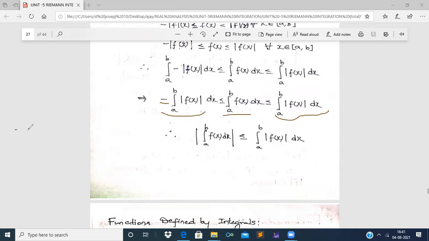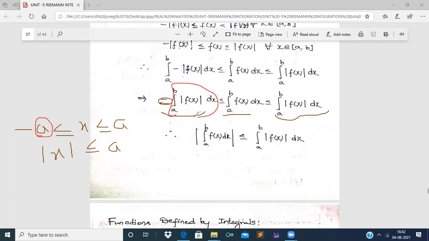See here, if minus a less than or equal to x less than or equal to a is written, then we can take this as mod x less than or equal to a. If you observe carefully, instead of minus a, minus the integral is present. And instead of a, the integral over a to b of mod f(x) dx is present. In between, instead of x between minus a and plus a, the integral over a to b of f(x) dx is present. And instead of a as the last term in this inequality, the integral over a to b of mod f(x) dx is present.